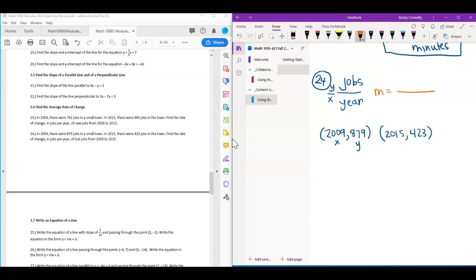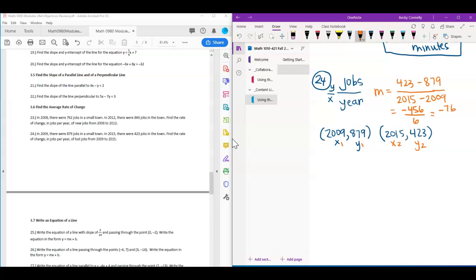So I'm going to have my x1, y1, and my x2, y2. So 423 minus 879 over 2015 minus 2009. And then notice that you're going to get a negative number here, and that is actually just fine. That's telling us that it's decreasing, right? So negative 456 over 6. All right, so keep that negative there. Make sure you don't just let it disappear there. It is negative. And then that's going to simplify. If you divide that out, that's going to be negative 76.